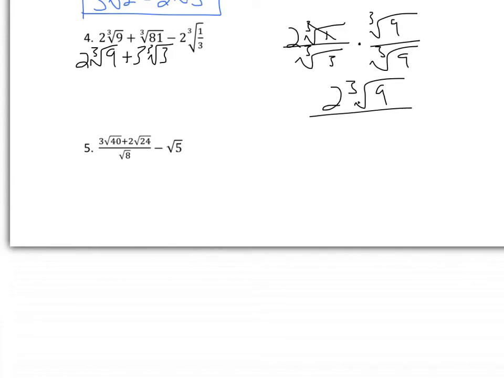On the bottom we're just going to have 3, because on the bottom we would have cube root of 27, which is 3. Okay, so this is going to be minus 2 thirds times the cube root of 9. Looks just like that.